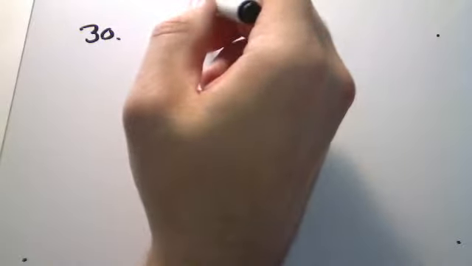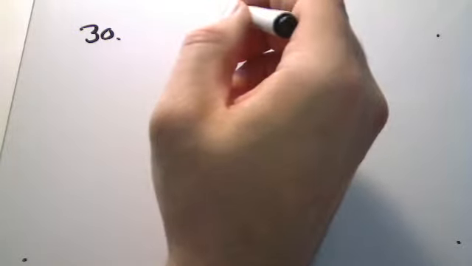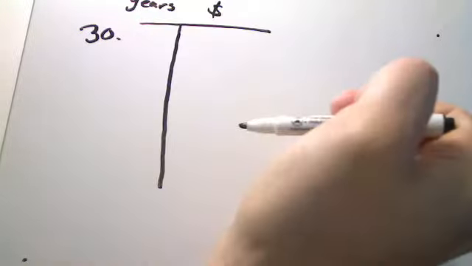In this problem it says, suppose that the average salary for a particular career begins at $30,000 for someone with no experience and increases by $2,500 per year of experience. We have to create a table that shows the average salary through 5 years of experience. So let's make a T-table. This is my number of years, and this is my money.